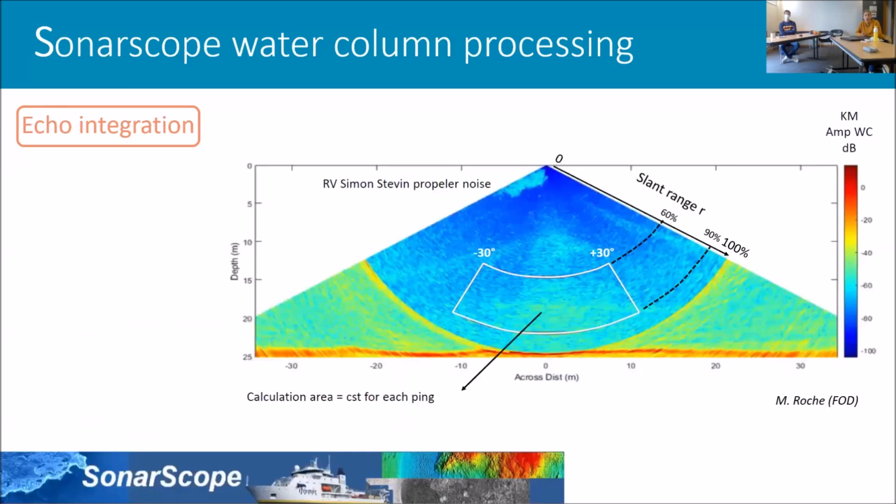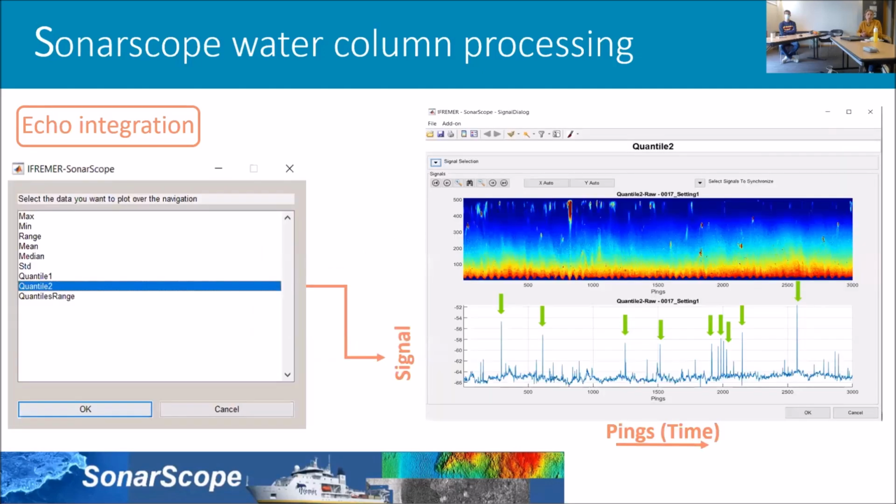So what is echo integration? Echo integration is used to calculate a signal for a certain part of the water column. So first you have to define a calculation area. So in this example for Mark, the calculation area was defined by a slant range between 60 and 90%, and then a beam angle between -30 and 30. And then you must choose in SonarScope the correct signal. And for spotting artifacts, it's best to use quantile 2. These are the upper percentiles. And then finally, you get a screen showing the signal that you chose over time.